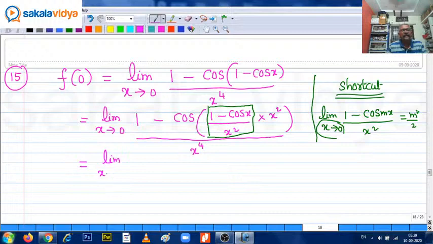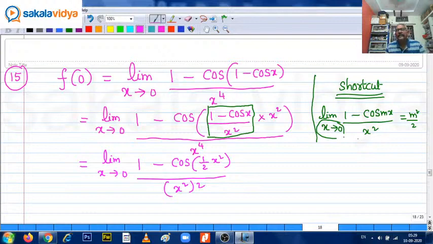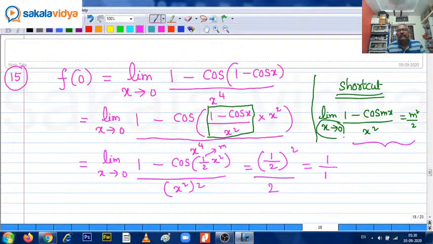The limit as x tends to 0 of 1 minus cos of (half times x square) upon (x square) whole square. Again it is the shortcut formula, where m means 1 by 2. This will be (1 by 2) whole square upon 2, so 1 by 4 into the reciprocal of 2, that is 1 upon 2. This will be 1 upon 8, which is the answer.